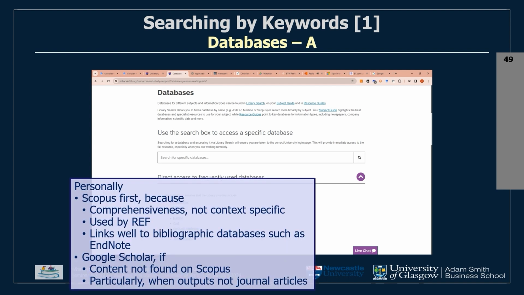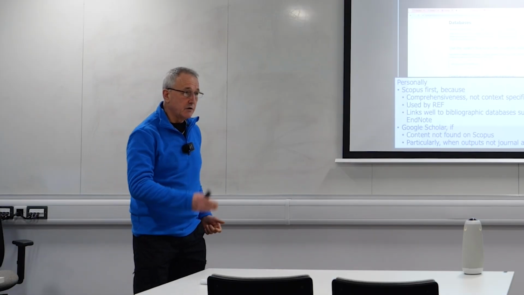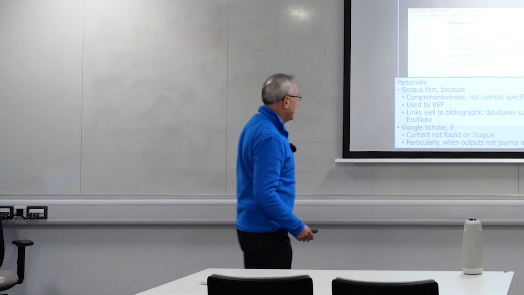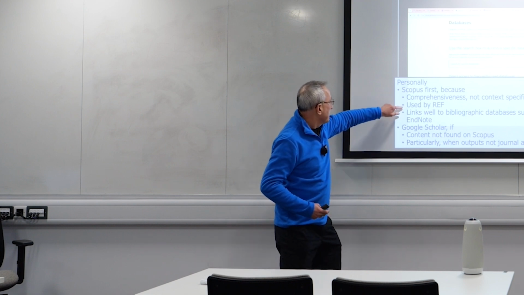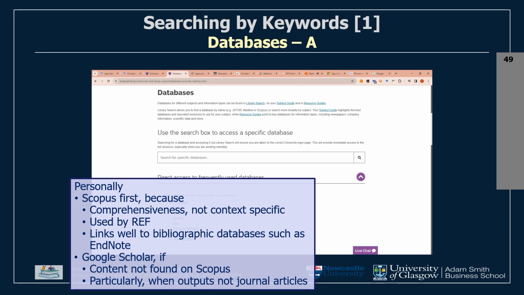Personally, what I do, I use Scopus first because it's comprehensive. It's also not context specific, so you'll get similar results if you do it at York, Newcastle, University of Bermuda, or wherever you happen to be, yeah? It's used by the REF.